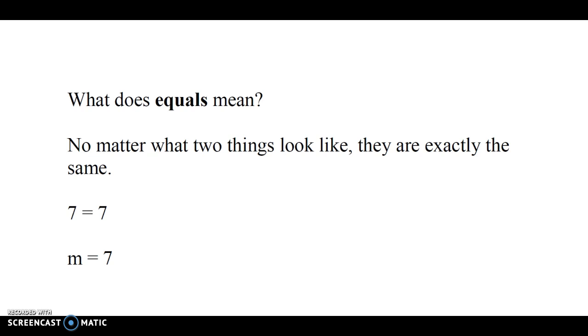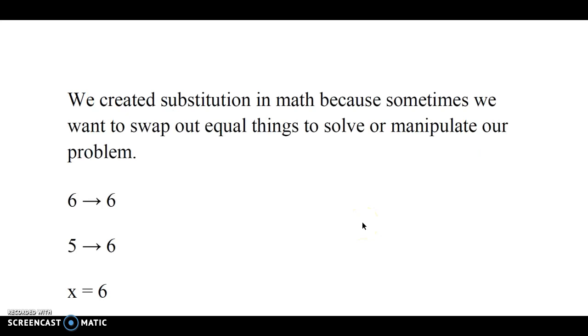We made this thing up in math. We made up this symbol to help us because sometimes two things, like the number 7 and the number 7, are identical, and so they look similar. But sometimes, like M and 7, they don't look similar, but we're going to use this equal sign to tell our reader, or whoever sees our math problem, these two things are definitely equivalent. We know this for sure, right? So that's why we use this equal sign, and as part of that, we created this skill of substitution.